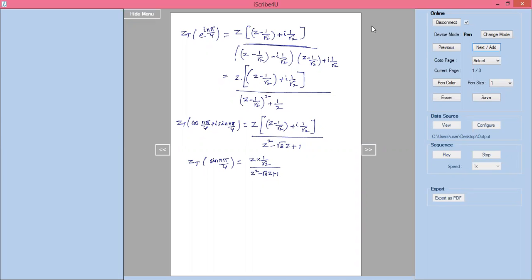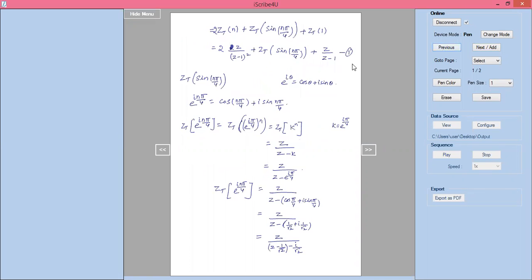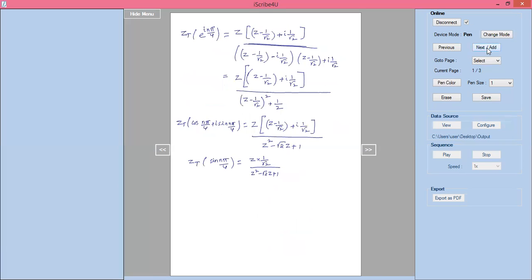Now I can substitute this value in equation 1. What is equation 1? Already I told you. In that equation 1, I'm going to substitute. So if you substitute in equation 1, what is the left hand side? We know that.